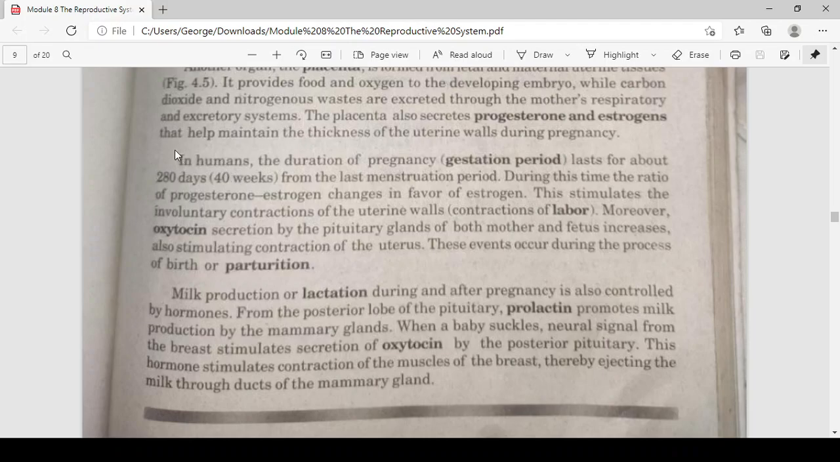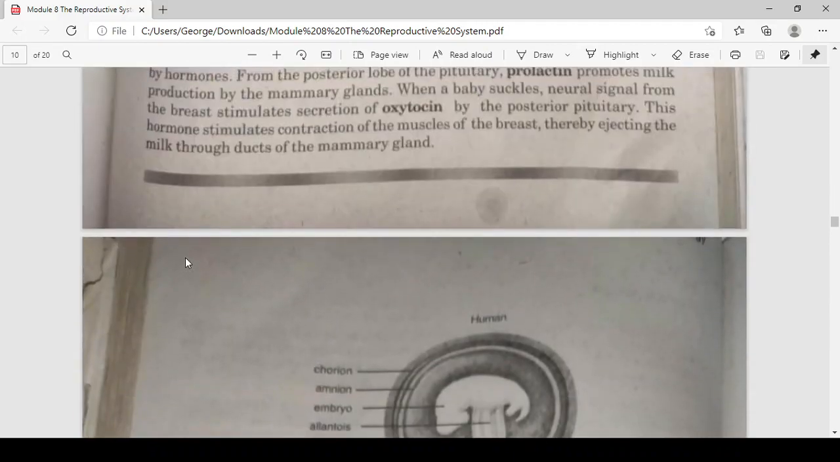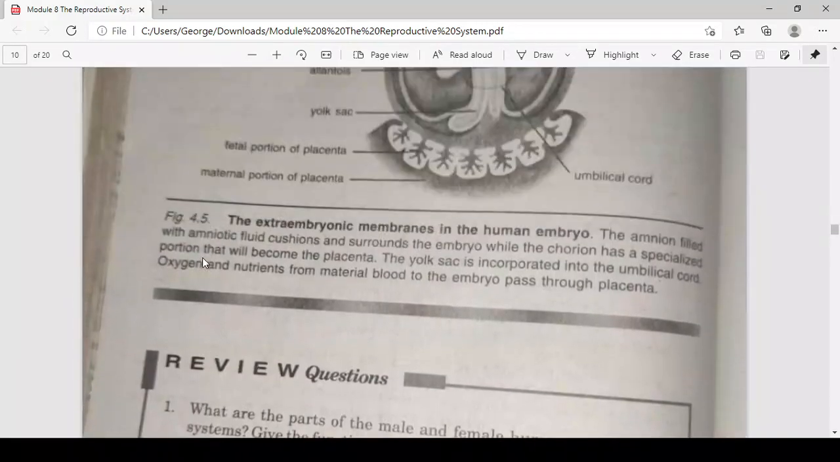Ano nga hormone ang ga-control sang inyo nga lactation? That is your prolactin hormone. Kids, prolactin, lactation, dapit-lapit sa. Anong hormone ang nag-produce sang breast milk? Prolactin. Prolactin promotes milk production by the mammary glands. When a baby suckles, neural signals from the breast stimulate the secretion of oxytocin by the posterior pituitary gland. This hormone stimulates contraction of the muscles of the breast, thereby ejecting milk through the ducts of your mammary glands.